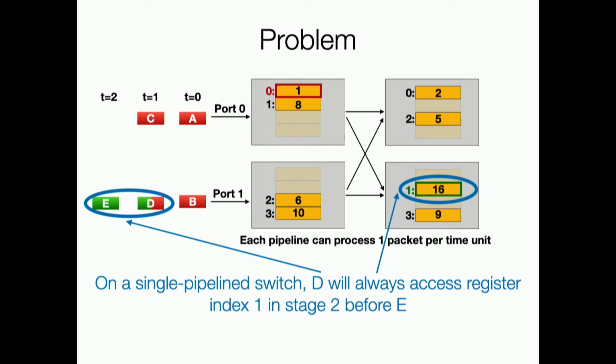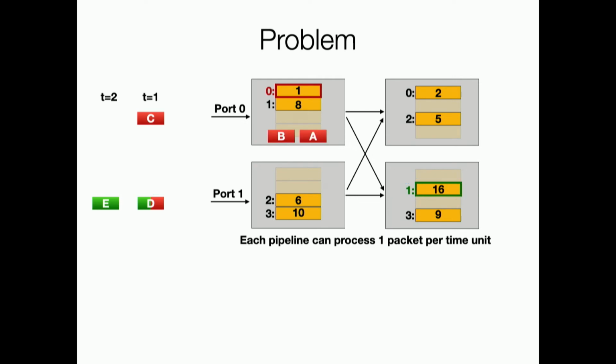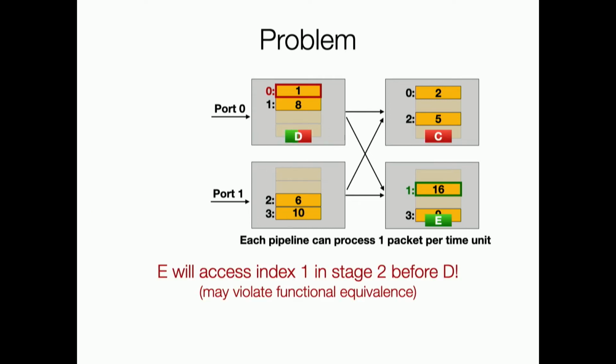But it turns out that this could be violated in this scenario. For example, A and B come in here in time slot 1, then D and C come in, then E comes in, and now you have an issue.